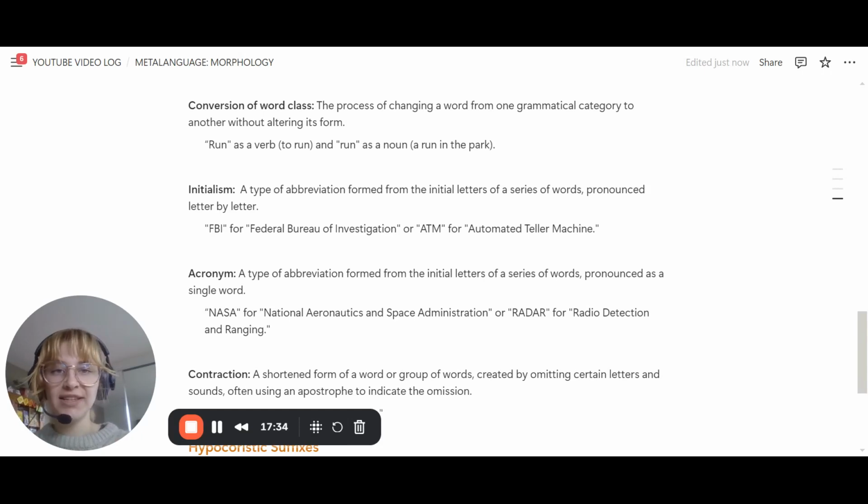Initialisms. It's important to keep initialisms and acronyms separate in your brain. Initialisms are a type of abbreviation where you say out every letter. So think about it. What does initial mean? Talking about these specific different letters. Acronym is when you say it as a word, like NASA or radar or sonar.